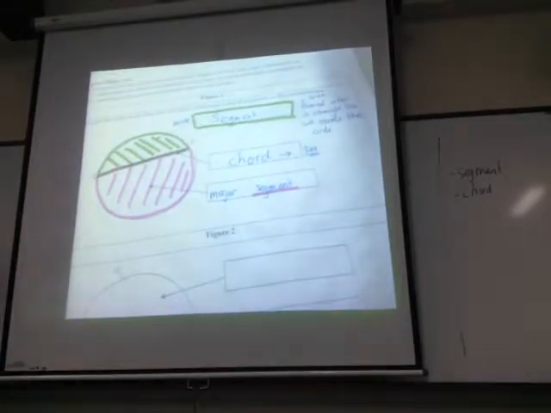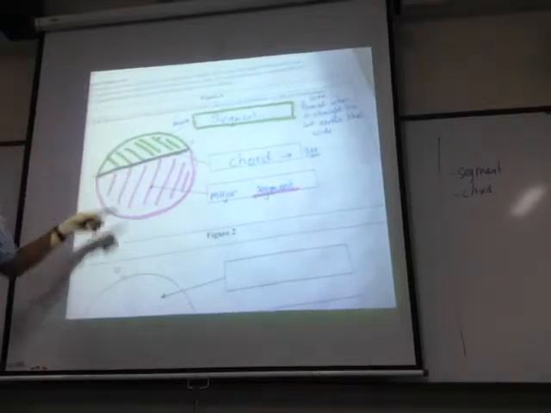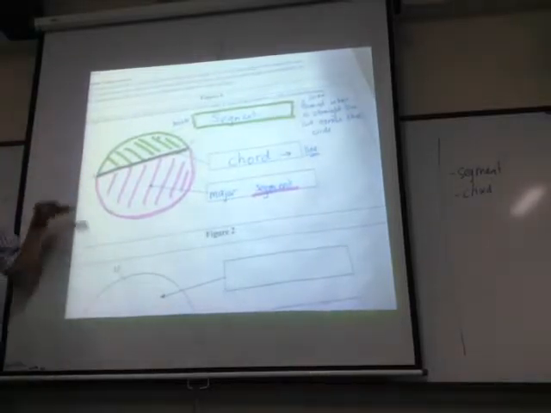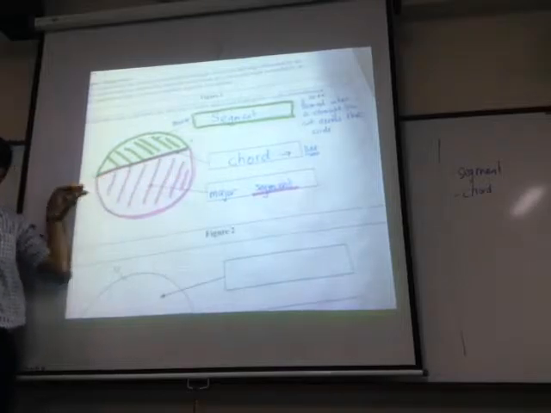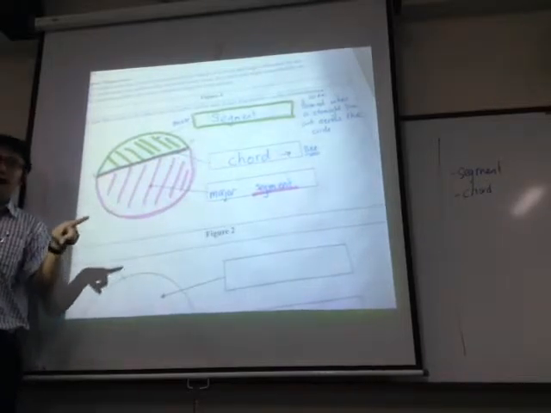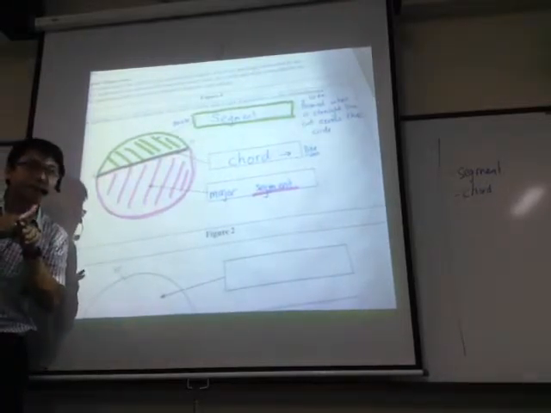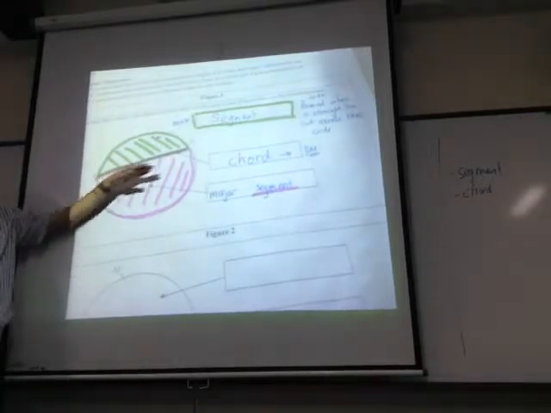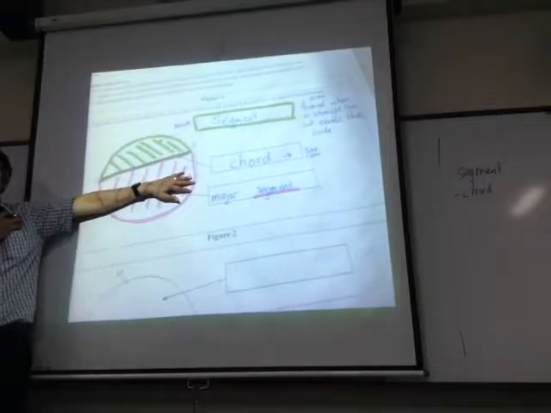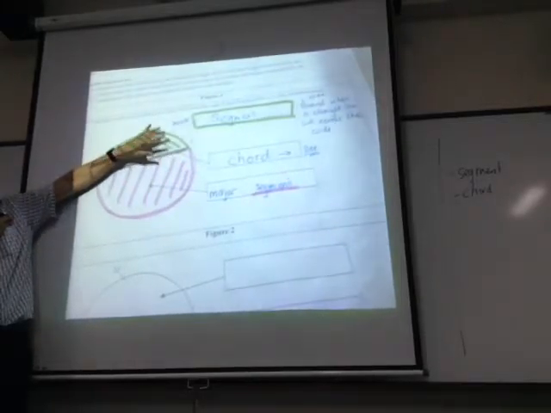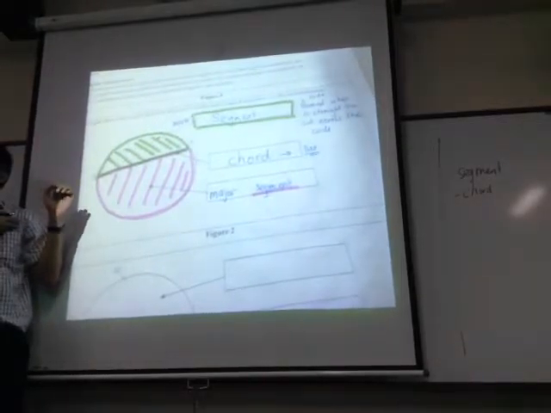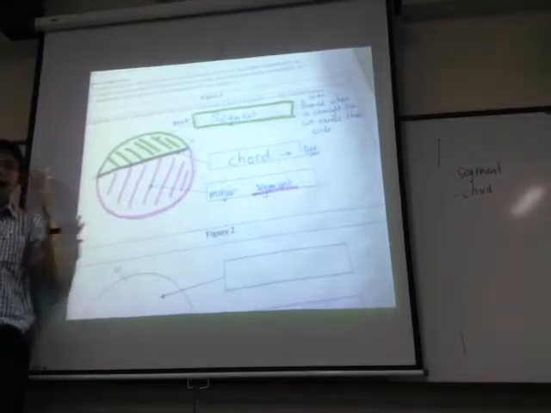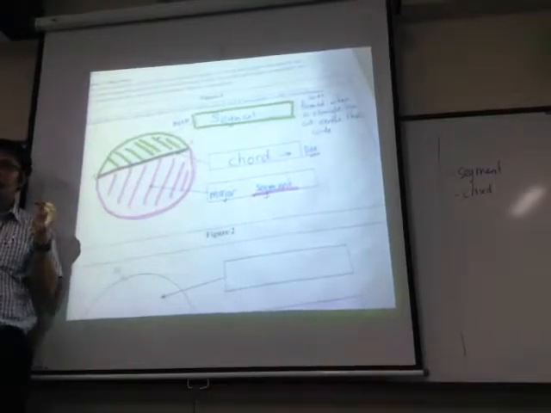Now, since someone mentioned semicircle, can you tell me what's the difference between a segment and a semicircle? Is it a line? Does it cut through a circle? So semicircle and segment, is it the same? Which one is bigger, semicircle or the minor segment? Semicircle. Which one is smaller, major segment or semicircle? Semicircle.